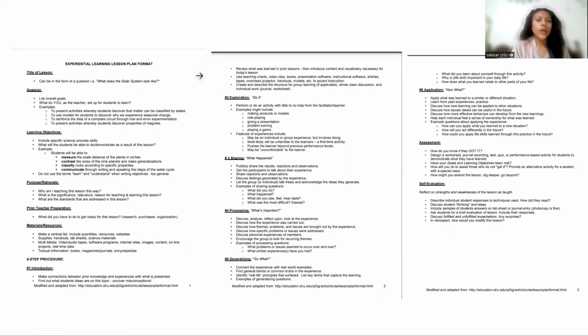As you can see, we have the title of the lesson. That is important because it tells the students what they are going to do, the goals, and learning objectives. What are the students going to achieve? The purpose, this is something new in this lesson plan model, the experiential learning lesson model.